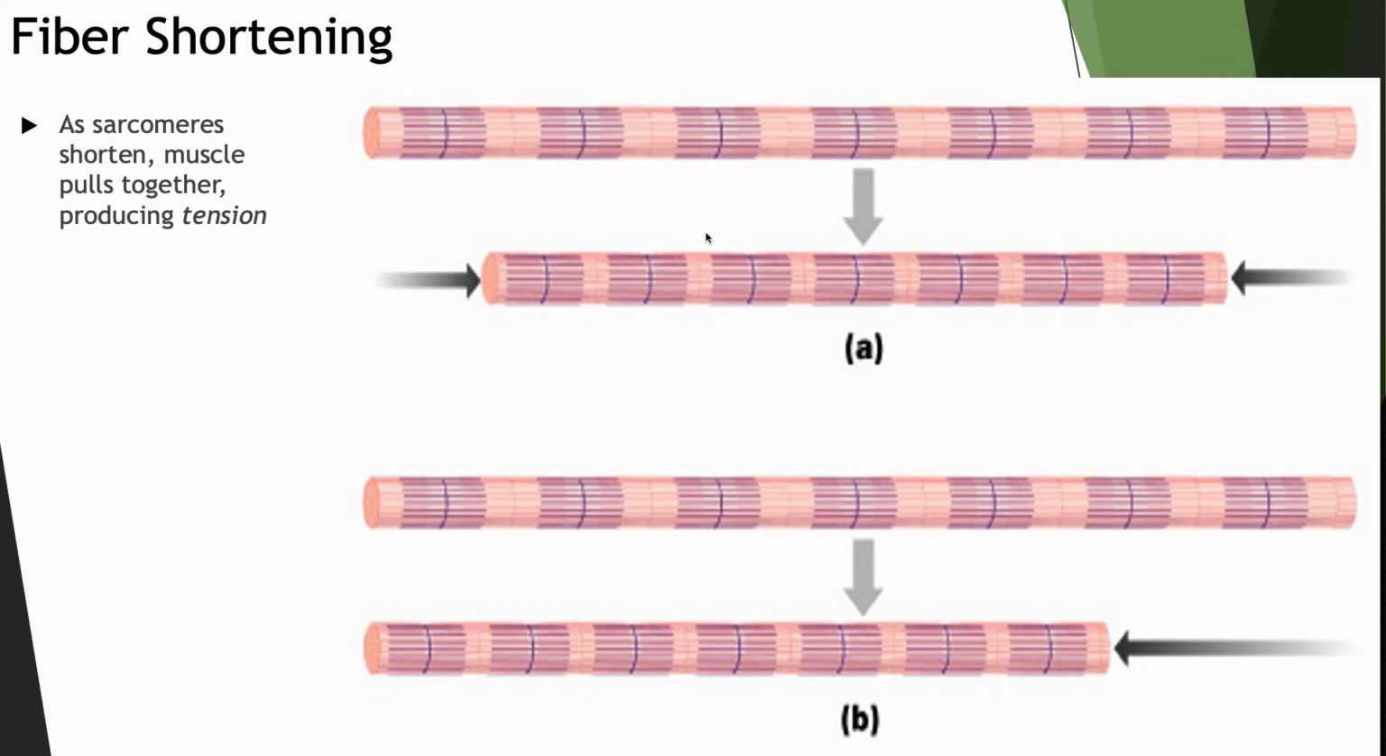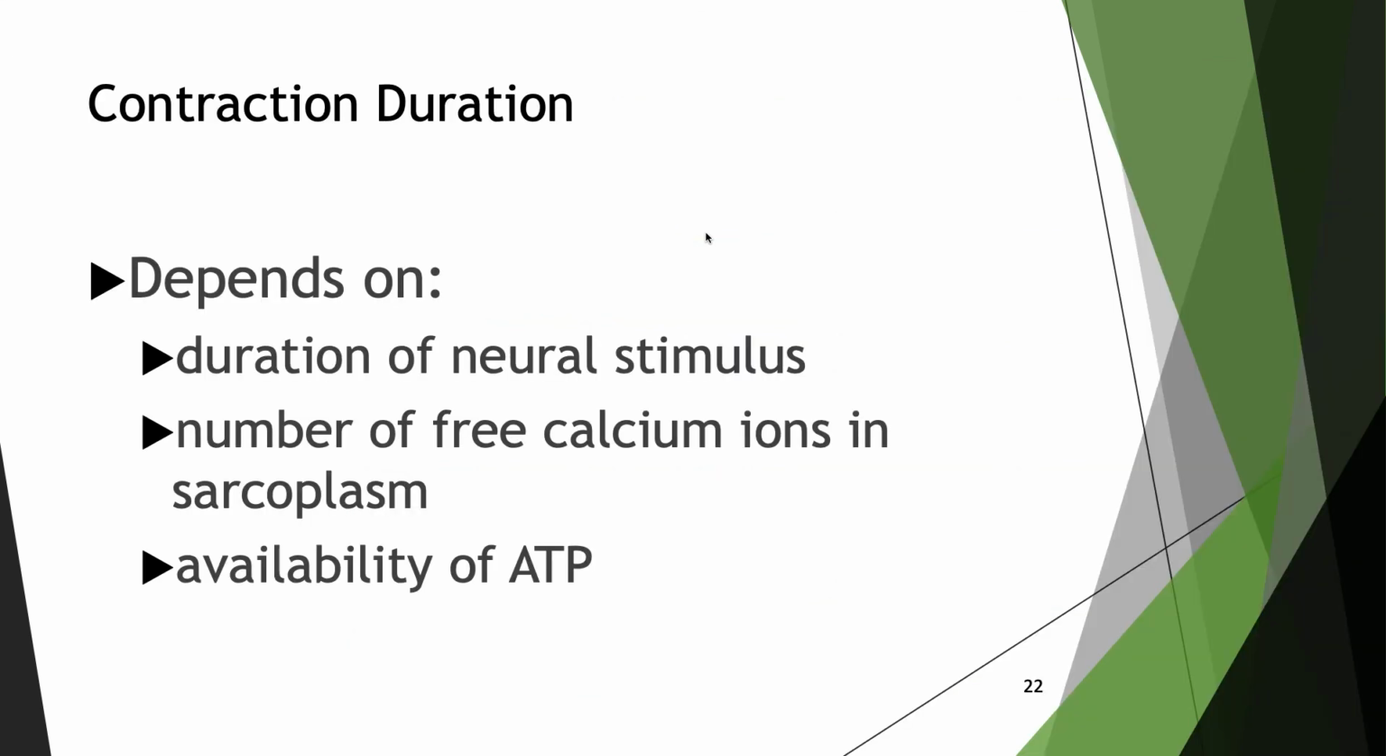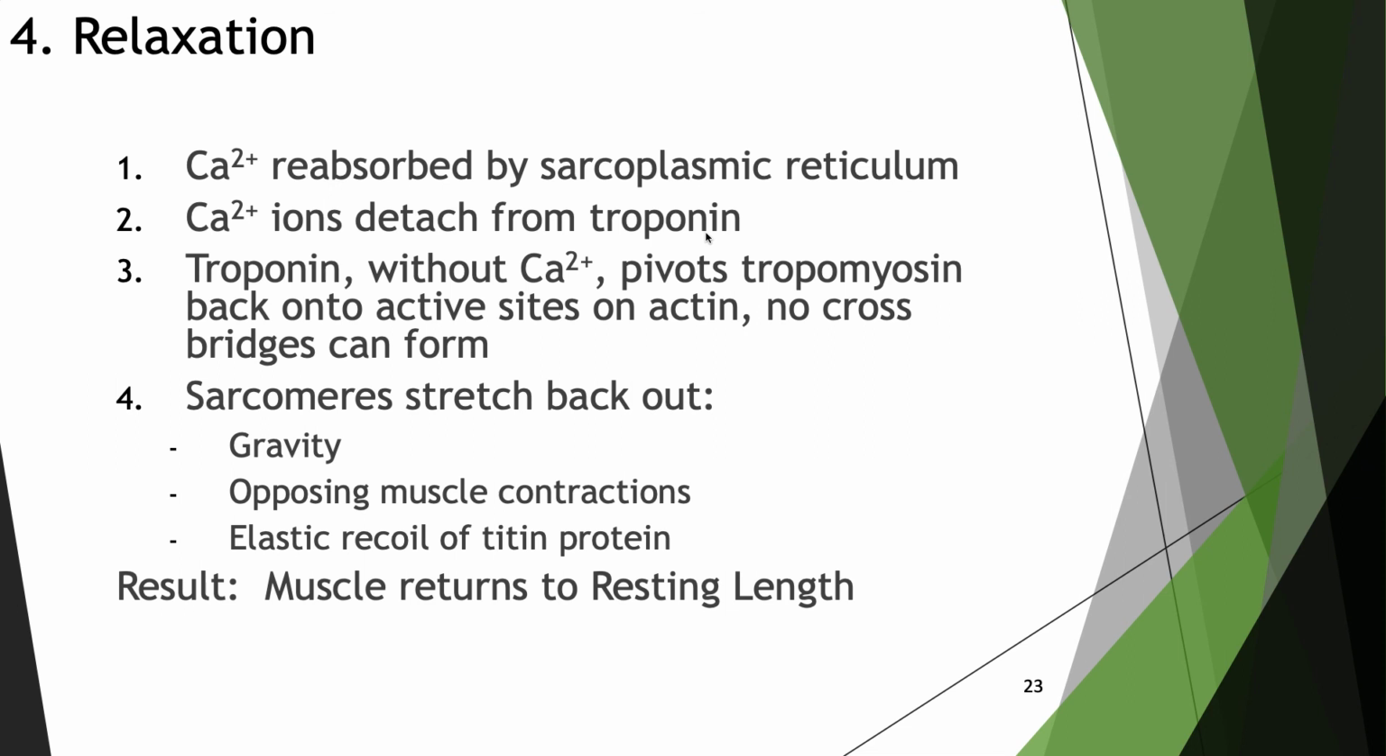Let's just talk about fiber shortening a little bit. Remember, the contraction duration depends on one, the duration of the neural stimulus, two, the number of free calcium ions in the sarcoplasm, and three, the availability of energy. And then overall, we'll get to relaxation at the end.